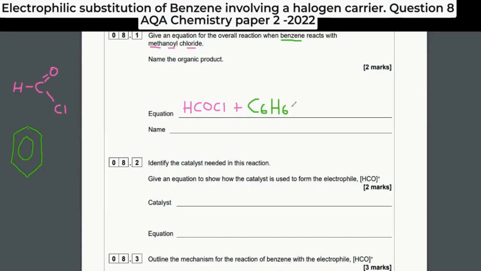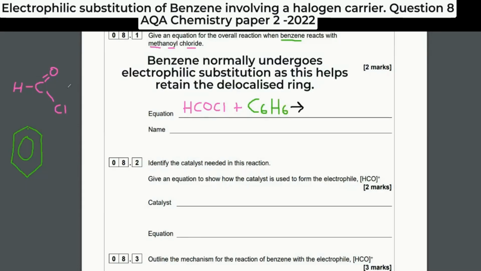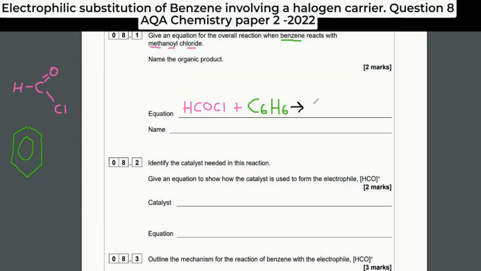Now, what happens next? Well, we need to write out the products. And electrophilic substitution, as it's in the title, is what most benzene molecules undergo. They undergo electrophilic substitution. This helps them retain the delocalized ring. If you try and do addition, you've got to break the ring, or elimination, you've got to break the ring, and it tends to be very stable.